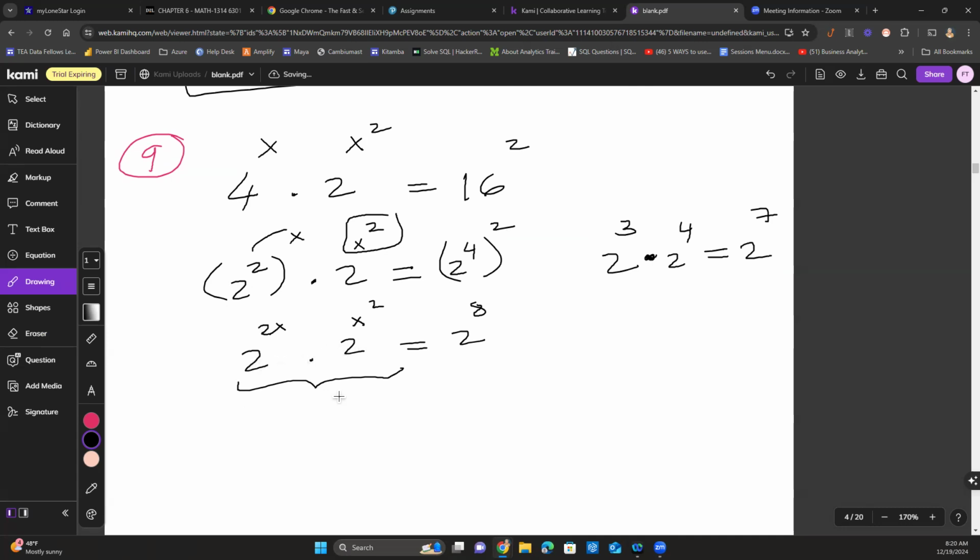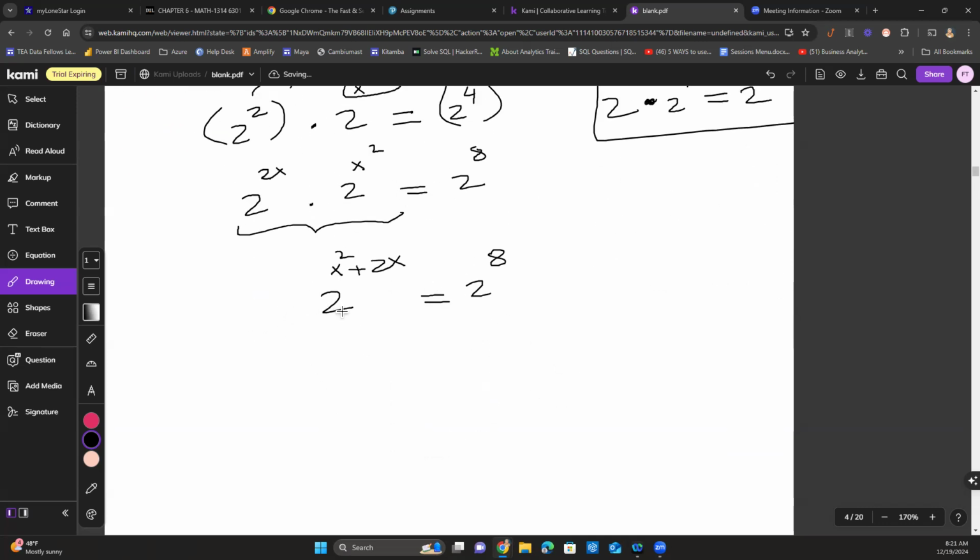Because the base is 2, I'm going to copy the same base. The rule is, when we are multiplying two exponents, we have to add the powers. So I need to add the 2x and x squared. Because these are not like terms, their sum will be just x squared plus 2x. So I'm just adding them, and I'm showing that I am adding them over here. And then this will be set to 2 to the power of 8.